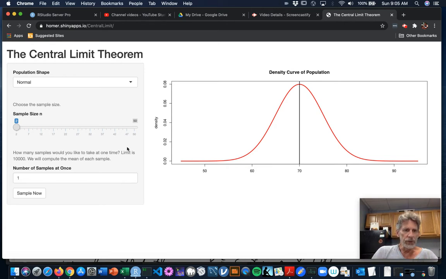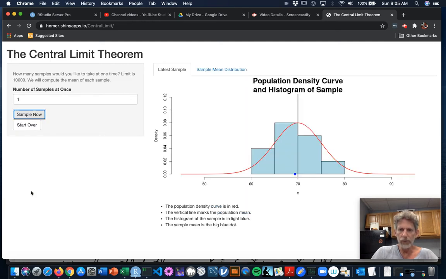And what you can do is take random samples from this population, and you can pick your sample size. I'm just going to go ahead and pick a sample size of 10, and take one random sample of size 10. I'm going to do that right now, sample now. And it makes here in blue a little histogram of the 10 random values, x1 through x10, that it picked out. And the little blue dot is the sample mean, x bar.